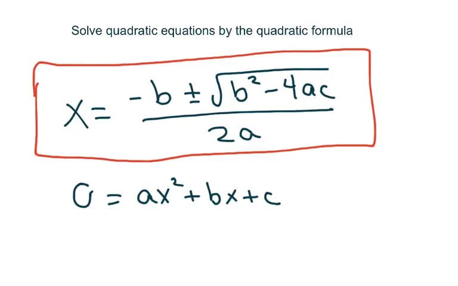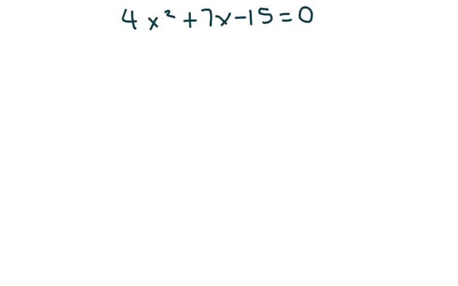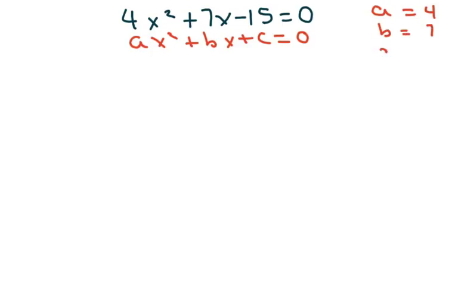And after a while, you should be able to use the quadratic formula very quickly. So we're going to just get started with about 6 problems. The first one we have is this one. Basically, this is in the form of ax squared plus bx plus c equals 0. So I'm going to write down my ABCs. A is 4, B is 7, and C is negative 15.